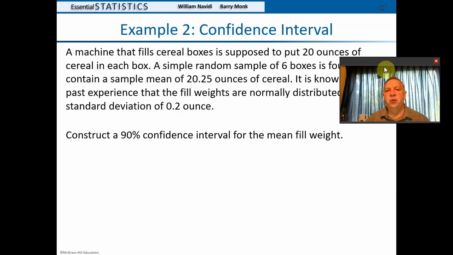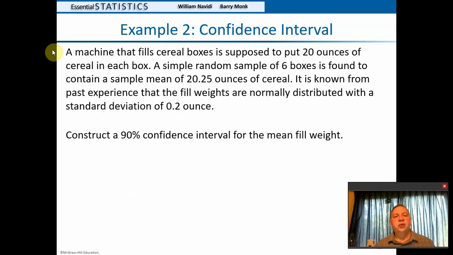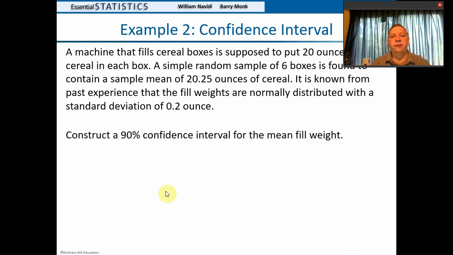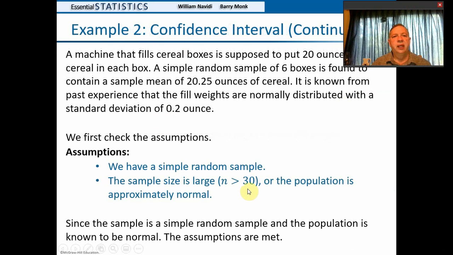And let's go through one of these and build it all the way. A machine that fills cereal boxes is supposed to put 20 ounces of cereal in each box. A simple random sample of 6 boxes is found to contain a sample mean of 20.25. It is known from past experience that the fill weights are normally distributed with a standard deviation of 0.2 ounces. We're going to construct a 90% confidence interval for the true mean. Okay, so we meet the assumptions.